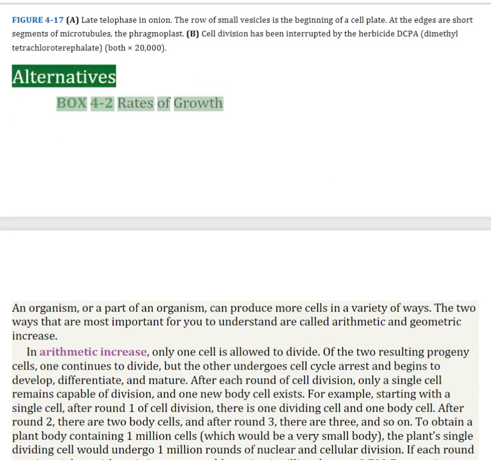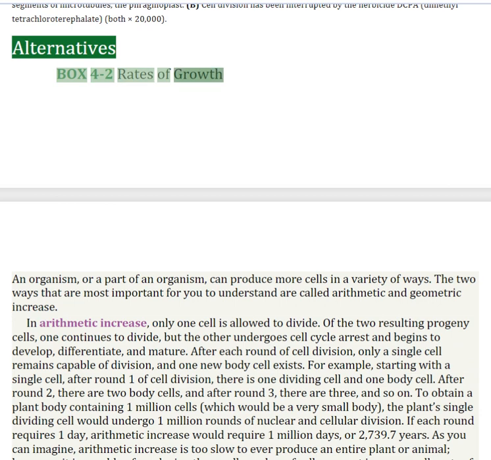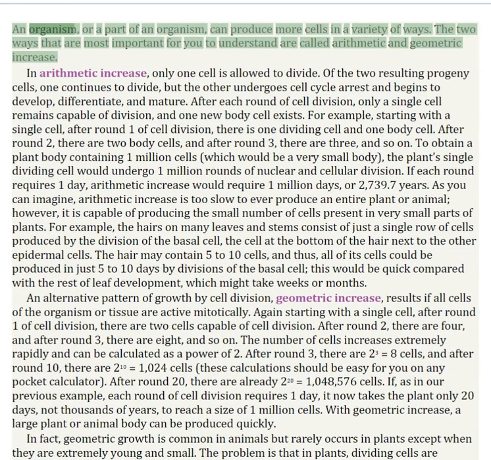Alternatives. Box 4-2 Rates of growth. An organism, or a part of an organism, can produce more cells in a variety of ways. The two ways that are most important for you to understand are called arithmetic and geometric increase.